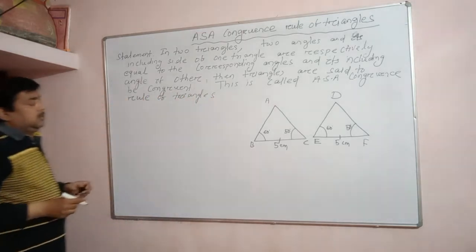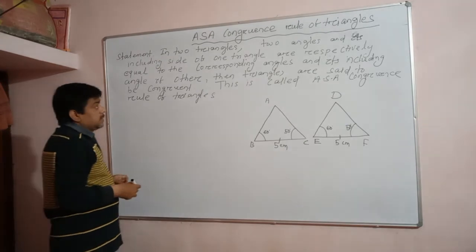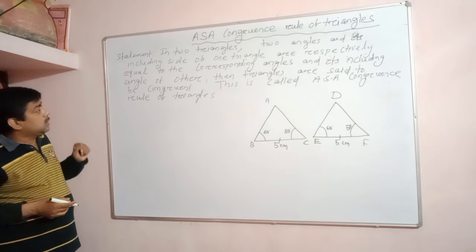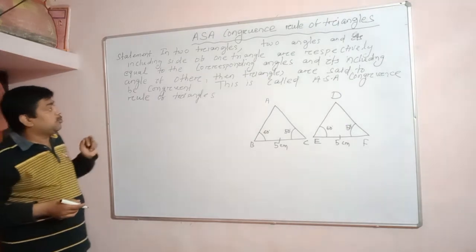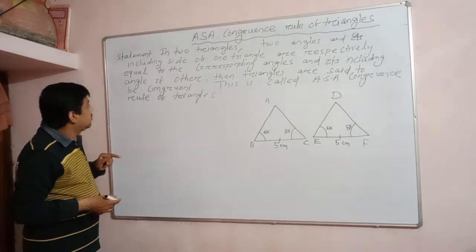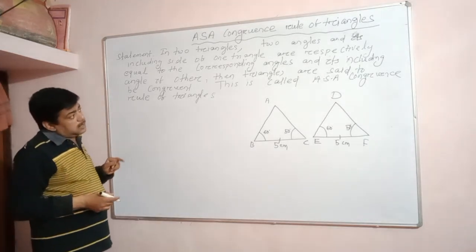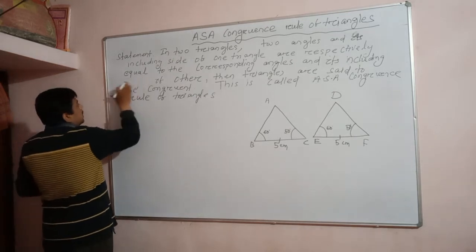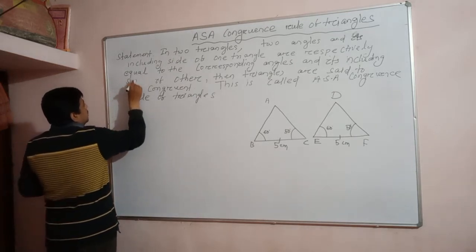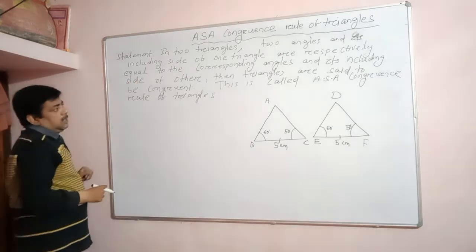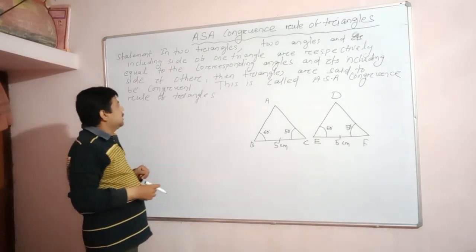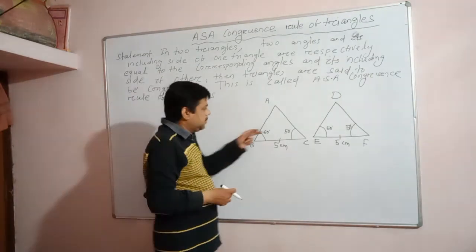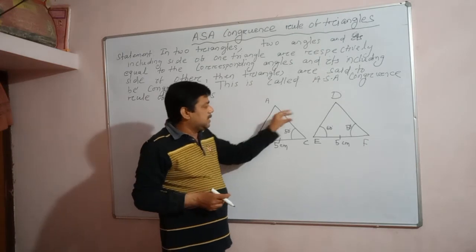Okay, so let us review the statement. In two triangles, two angles and its including side of one triangle are respectively equal to the corresponding angles and the including side. Sorry, this is including side of the other triangle, then the triangles are said to be congruent, and this is called the angle side angle congruence of triangle. So in this figure, it is given in triangle ABC and triangle DEF.